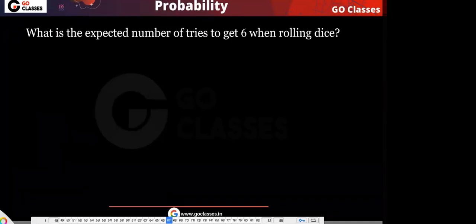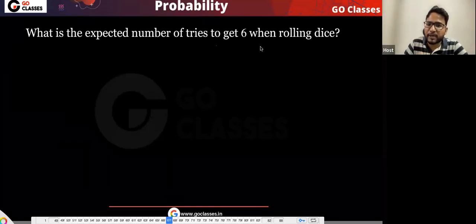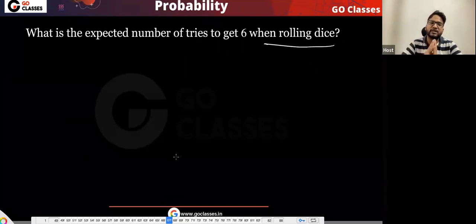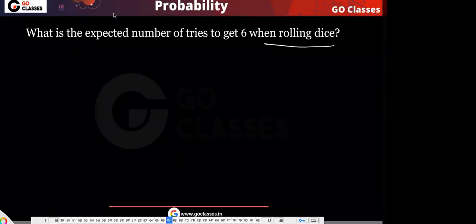Let's just solve questions. Let's just see this. Here they are saying: what is the expected number of tries to get 6 when rolling a dice? Let's first understand this question, that how many tries you need on average. Expected number means on average how many tries you need to get 6 when you are rolling a dice, which means how many times should I roll so that at least once a 6 comes up. How many expected tries do you think I should be doing so that we get at least one 6? Any intuitive idea? Like what will be the answer for this question?